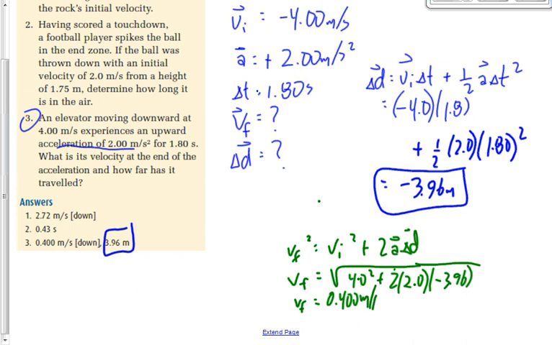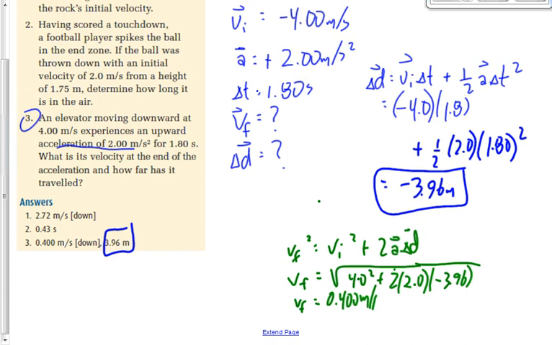Oh, here's another good question. It says down. I got a positive. What's wrong with me? Is there anything wrong here? What have I just found? Terry, you're kind of shaking your head no. What have I just found? Right, I found final speed. What was I looking for? Final velocity. How am I going to get the direction?